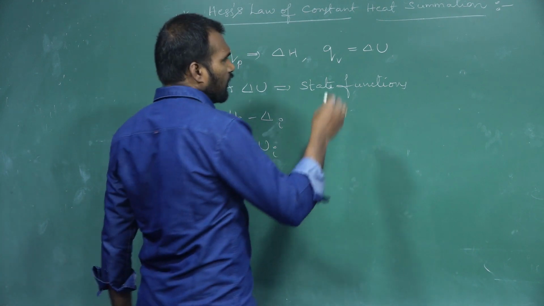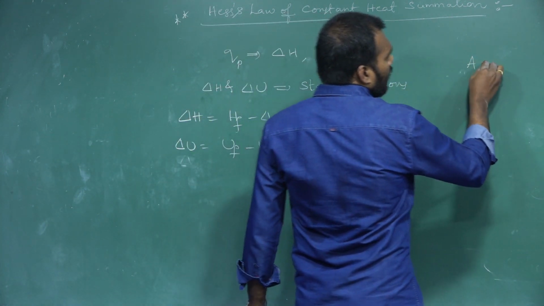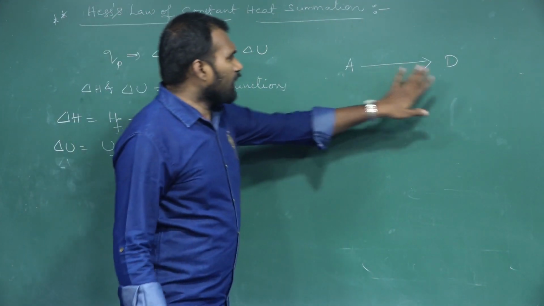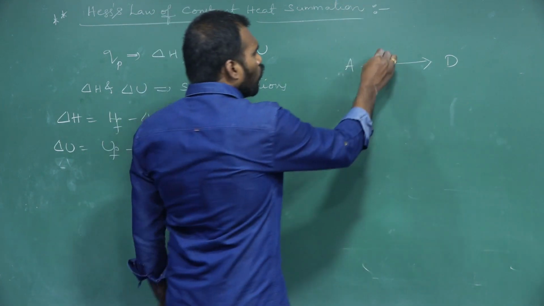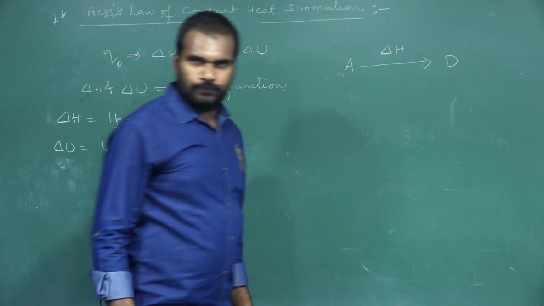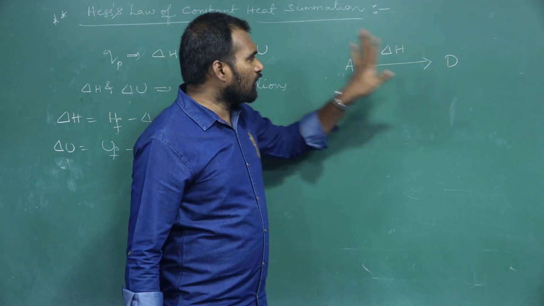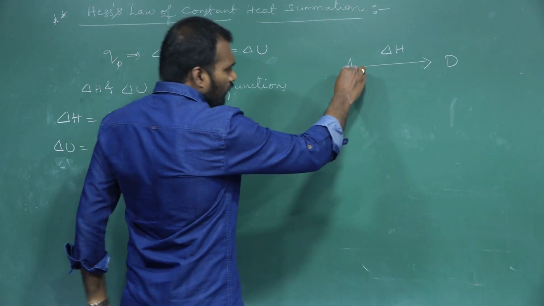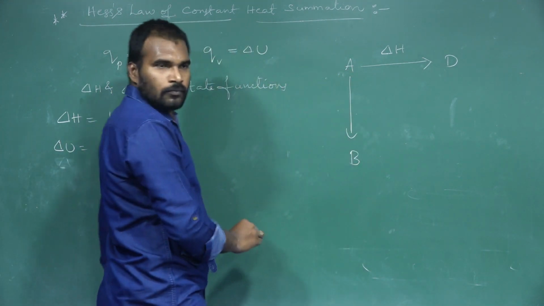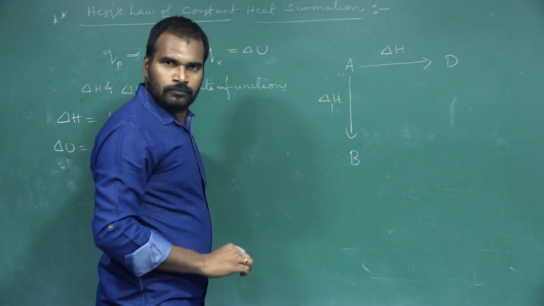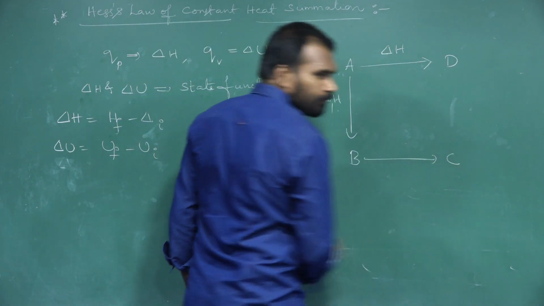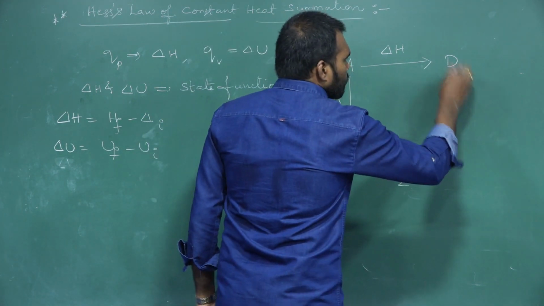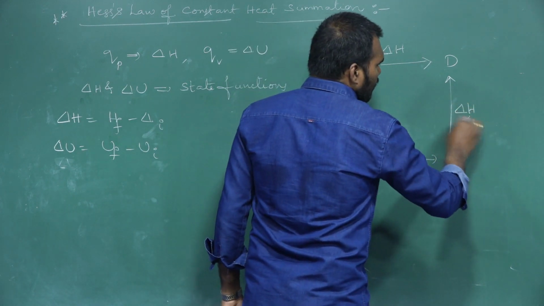So according to the definition, I am taking A to D. It is a reaction that takes place in a single step and whose enthalpy is del H. When A is converting into D, the total heat content is del H. The same, what I am doing is, first I convert A to B, so its value is del H1. Next B to C, whose value is del H2. And C to D, whose value is del H3.